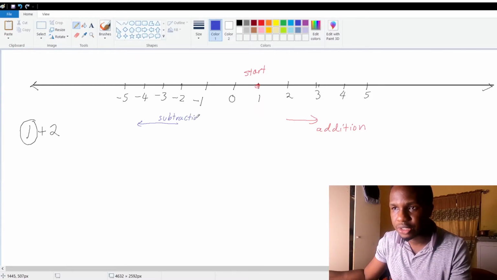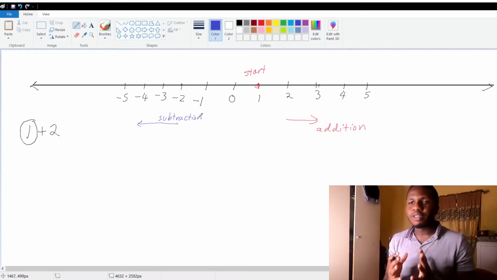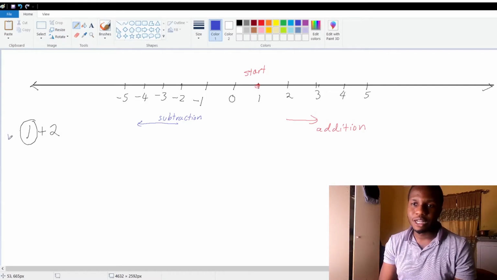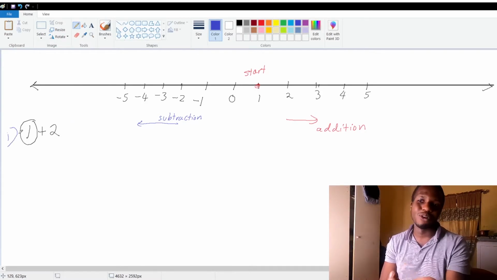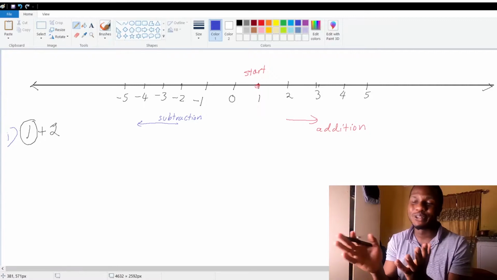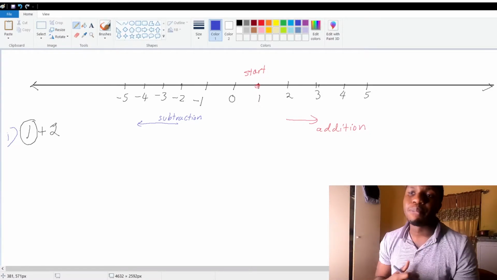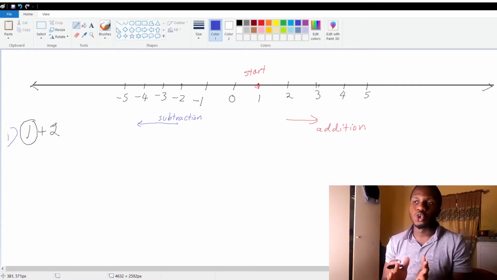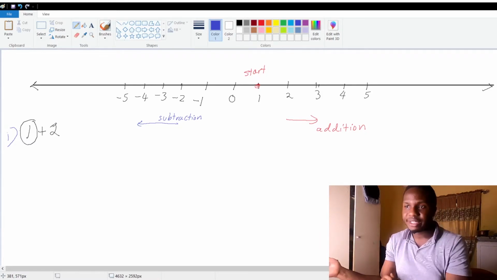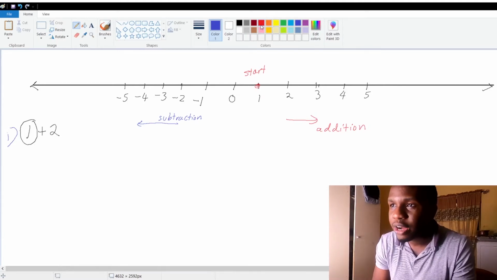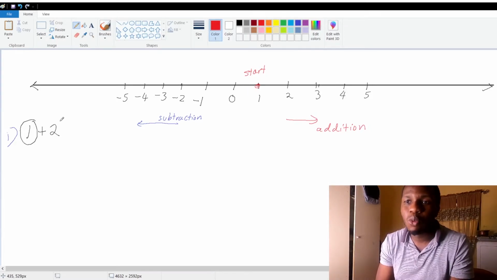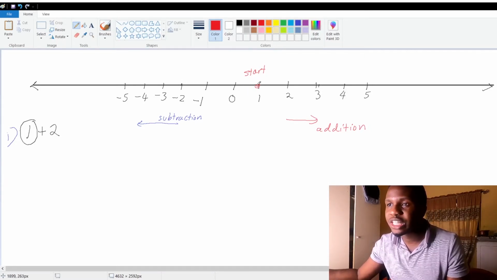Would be subtraction. So in this particular example, let me call it my example 1. I'm coloring it blue while it's black, but hopefully it does not matter. You get the point. So in this example, I want to add 2 to 1. So which way am I going to go? I'm going to go to the right. So I'm going to start from 1, okay? And because I want to add 2, I am going to go 2 steps forward.